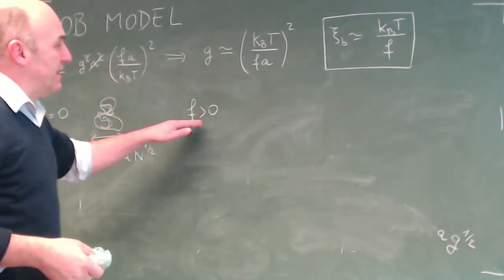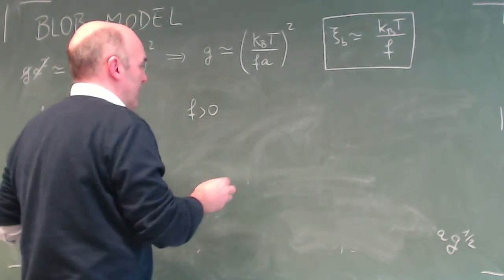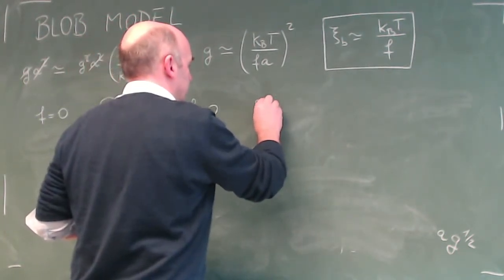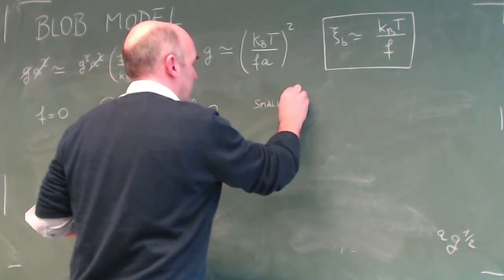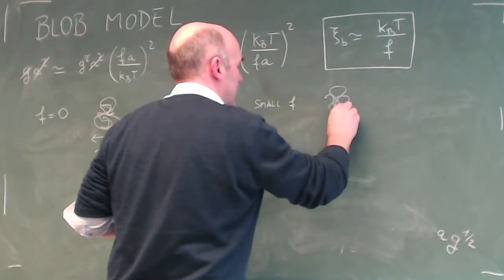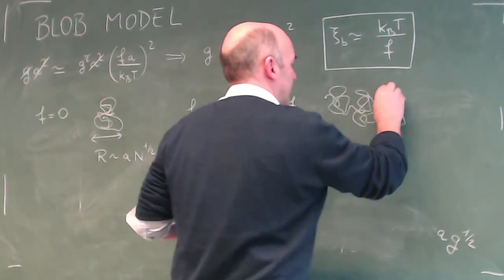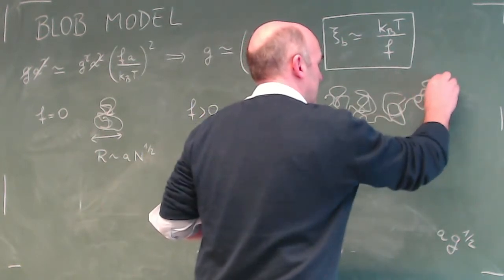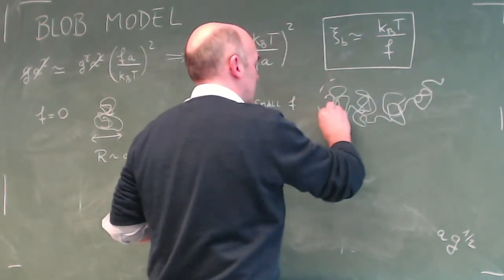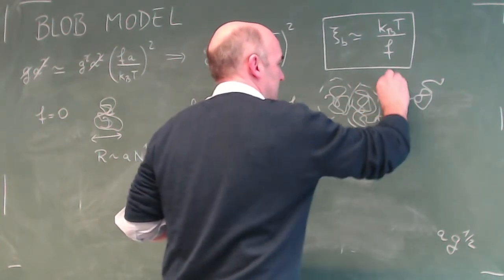The higher is f, the smaller is the size of the blob. So if I start from small f, my polymer will have large blobs, blob number 1, blob number 2, blob number 3, and so on. The characteristic blob size is large.